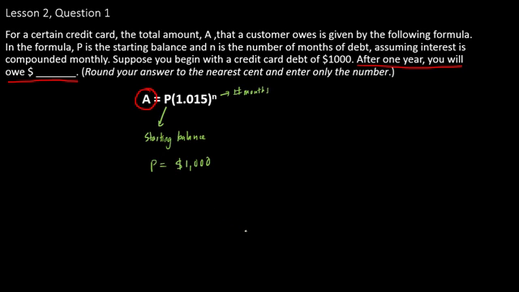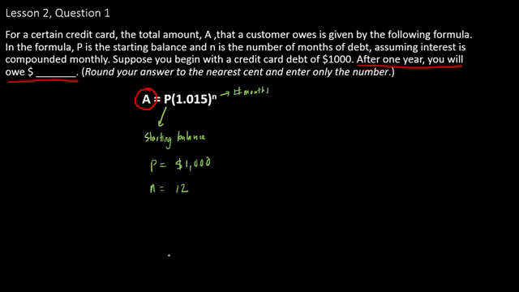So we know that P is equal to 1,000. We know that the amount of time that elapses is 1 year. So if N is equal to the number of months, we have to ask ourselves how many months are in a year. Since there are 12 months in a year, N is going to equal 12. So we have all the information we need to plug into this formula.